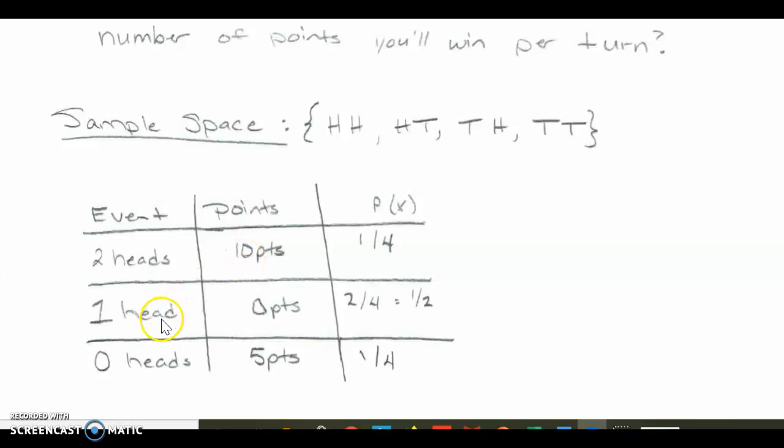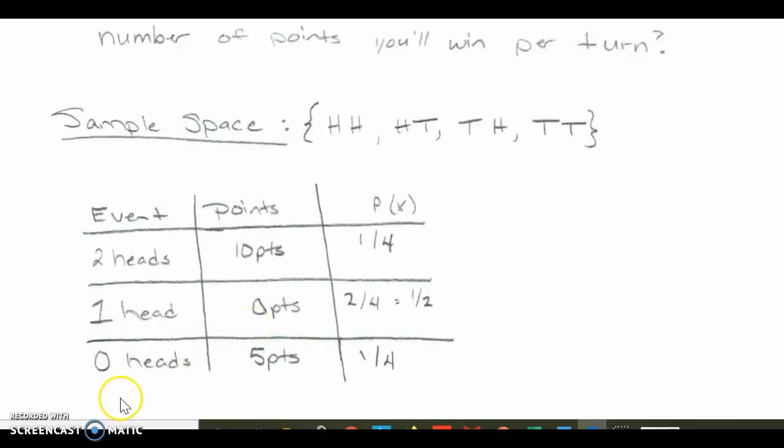What about 1 head? If you flip 1 head, you get 0 points. How many events occur with 1 head? 1, 2. Out of the 4. So in other words, 2/4, or if you want to reduce it down, 1/2. So the probability of flipping 1 head is 1/2, but you get 0 points for that.